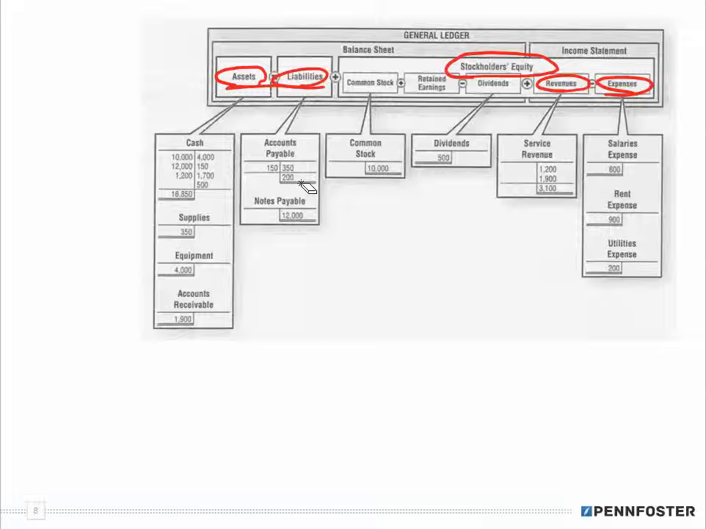Now, this video was intended to explain and show the use of a T account.